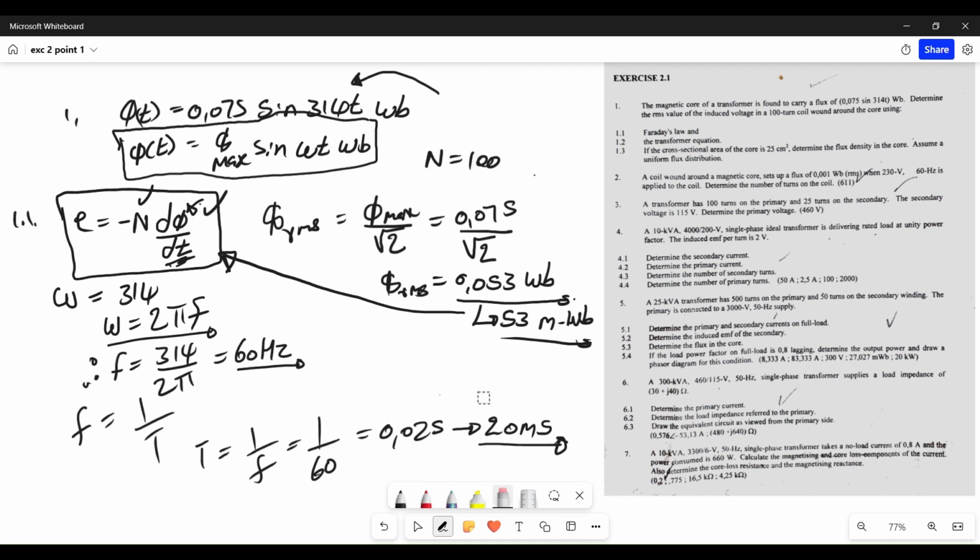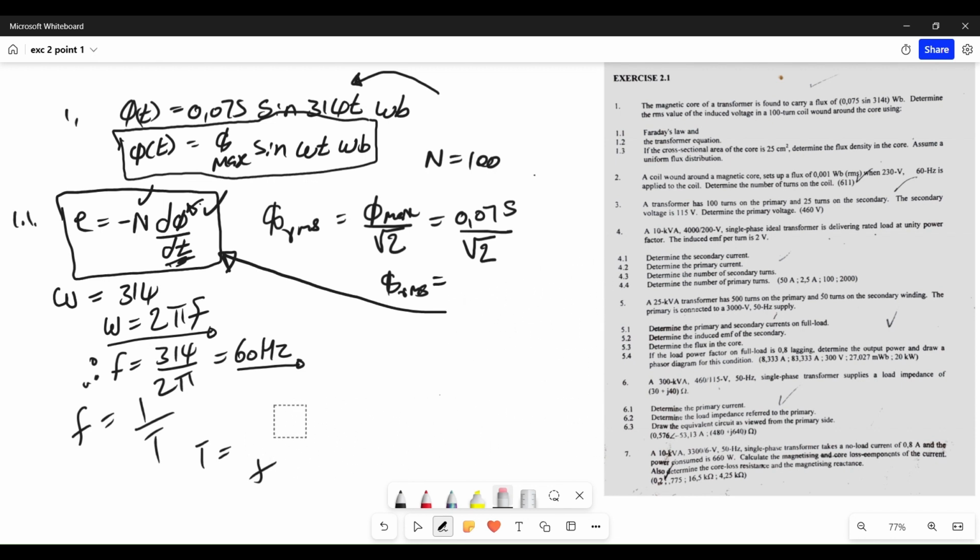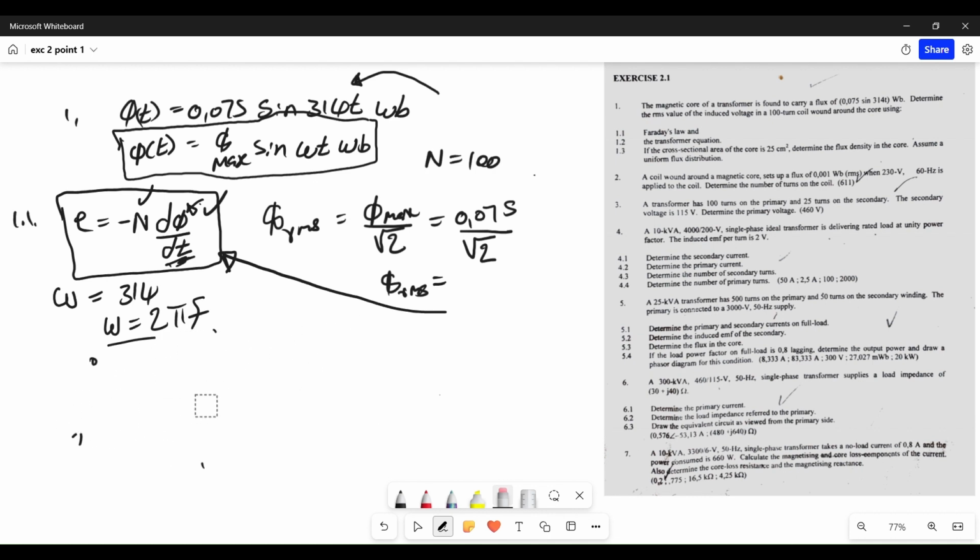So now let's calculate the induced EMF. Okay, let's calculate the induced EMF. You know, I'm going to be doing this erasing thing in every question that we do, because I'm running out of space.